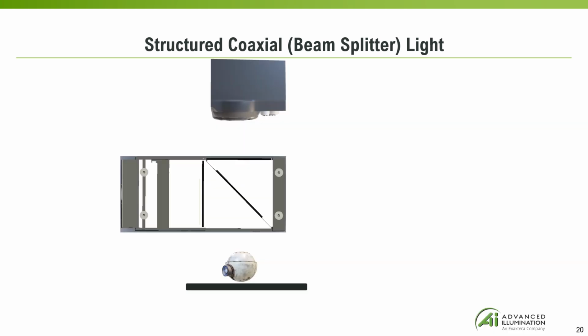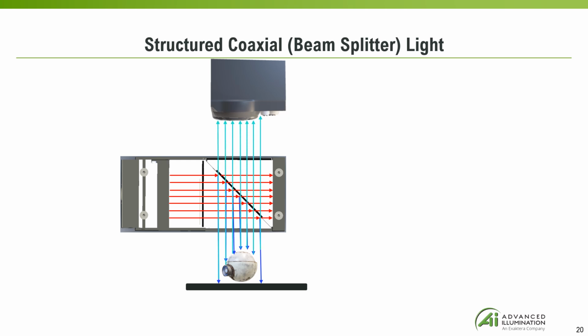Coaxial light provides a type of diffuse illumination generated from an internal source. The light is then directed downward into the imaging plane via a 50% beam splitter, while 50% of the light passes through and becomes absorbed or scattered light. The reflected light is then collected by the camera.